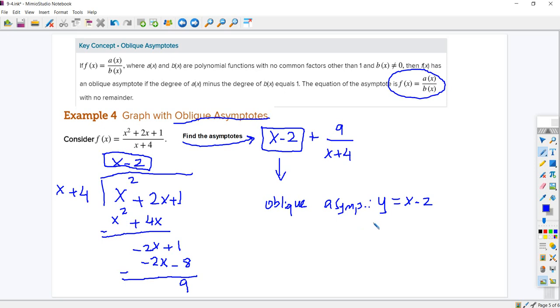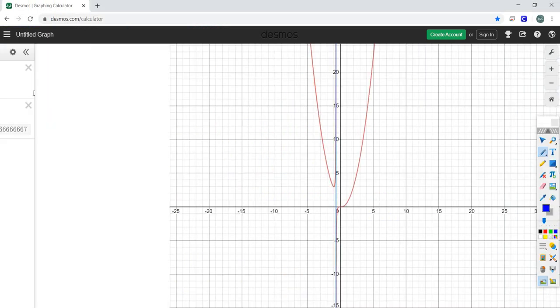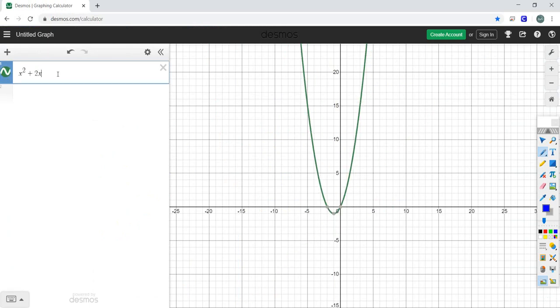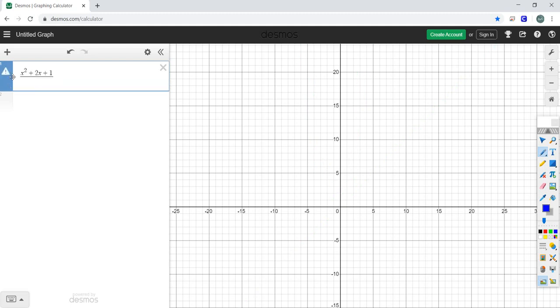Alright, let's also see this one in a graph. I would like to use Desmos. You should have it open too. So let's see what we can do for it. Here, I will just write x squared plus 2x plus 1, and this whole thing will be divided by x plus 4.